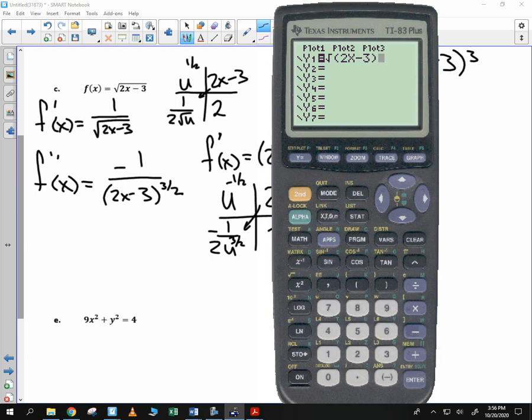And when you look at that graph, you say, well, there's a graph where the slope is always positive. So its derivative should always be above the x-axis. Well, go ahead and graph the derivative and see if it matches up. 1 divided by, parentheses, square root of 2x minus 3. Check out that graph. Is it always above the x-axis?